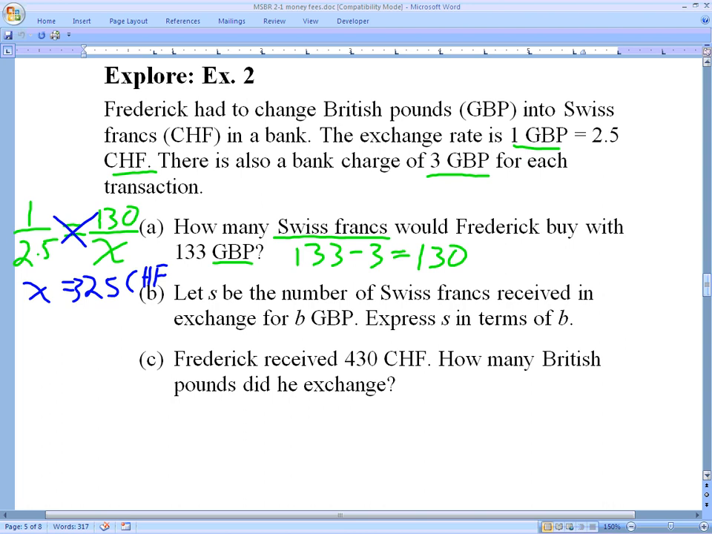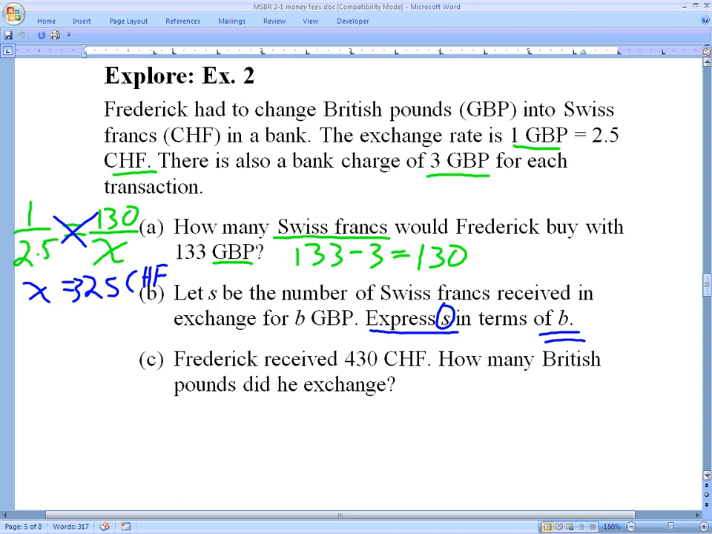Part B, let S be the number of Swiss francs received in exchange for B Great British Pounds. Express S in terms of B. So when they say express S, it's sort of like find S, or like we'd say find Y in terms of X, meaning we want to get S alone, and write it in terms of B, meaning we have B's in our answer. And again, you'd often see this, find Y in terms of X. Y equals some stuff involving X. This is S equals some stuff involving B.